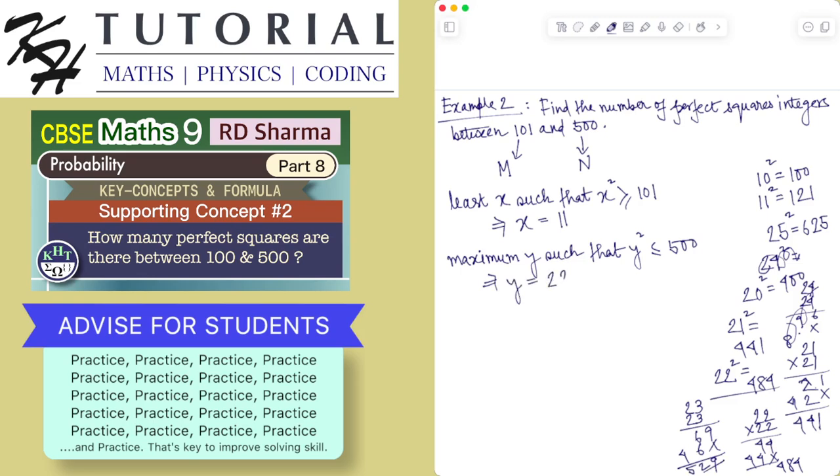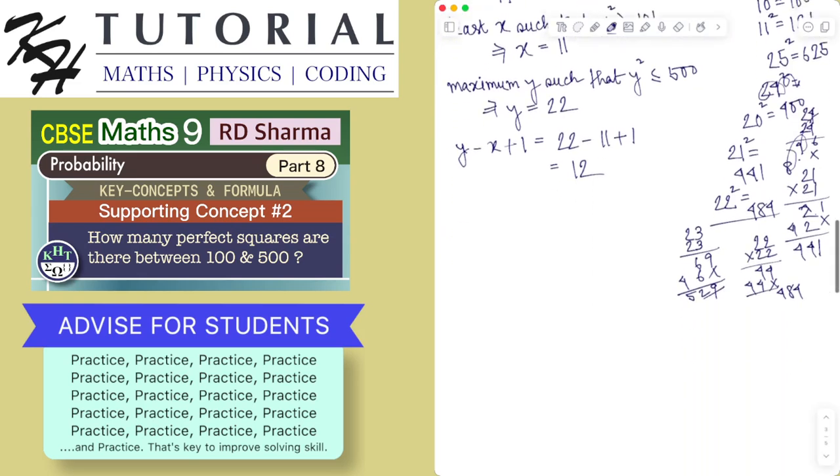So now the required number of perfect squares lying between 101 and 500, including 101 and 500, will be y minus x plus 1, which is 22 minus 11 plus 1, which is 12. So there are 12 perfect squares between 101 and 500. Let's see the last example, example 3.